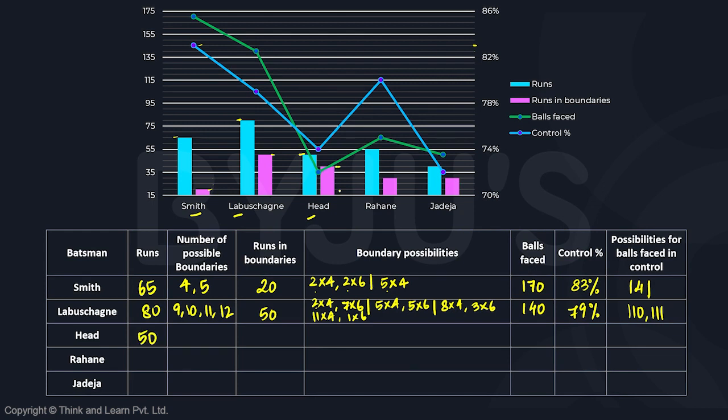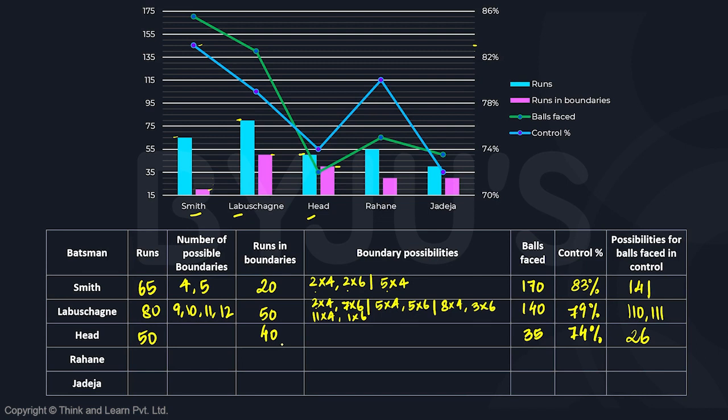The number of runs scored via boundaries is above 35, so that is 40. The number of balls that he has faced is the green one, which is only 35 balls he has faced. And the control percentage is exactly 74%. So 74% of 35 is, let's calculate 75% of 35. That is 3/4 of 35. 3/4 of 36 is going to be 27. So it should be 26.